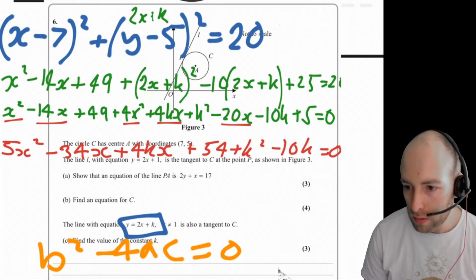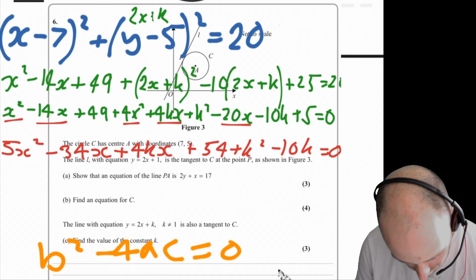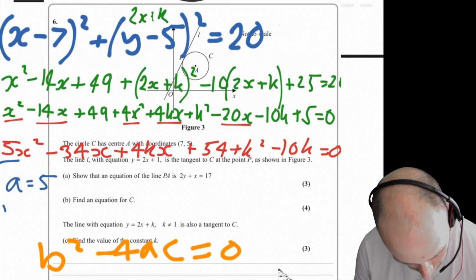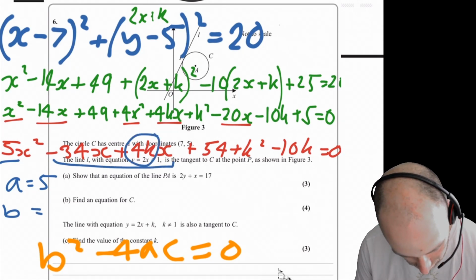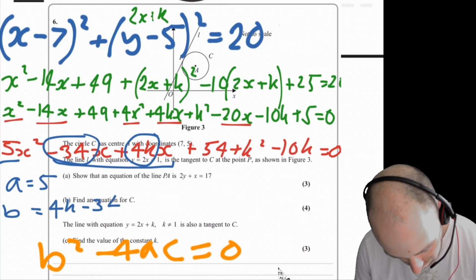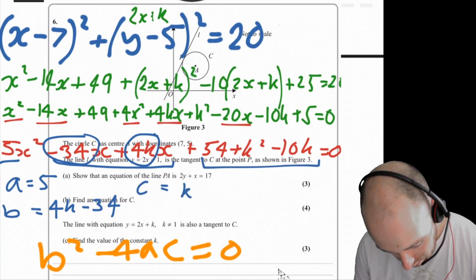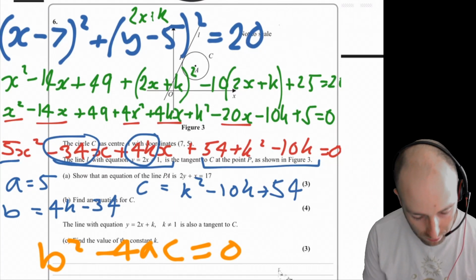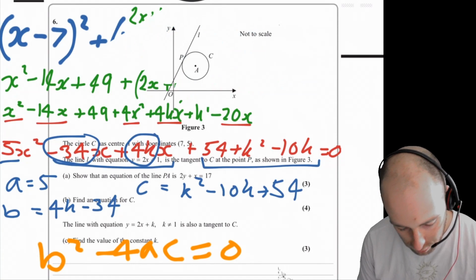equals 0. Okay. So we need to do b squared minus 4ac. So the a term is going to be 5. B, well, to get b, we need to factorize these two. So we've got 4k minus 34x's. And my c term is going to be all the stuff at the end. K squared minus 10k plus 54. So we're going to put all of that into the b squared minus 4ac equation.